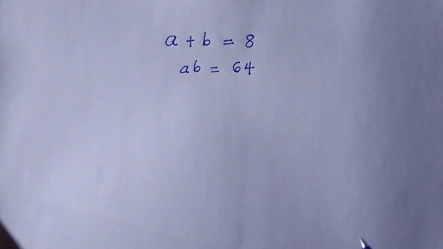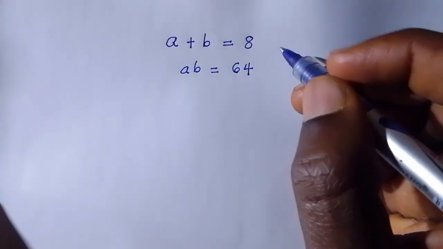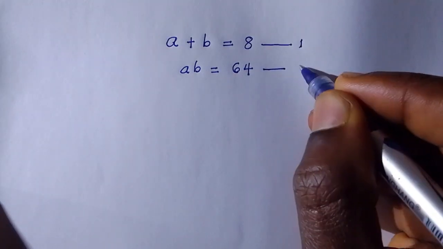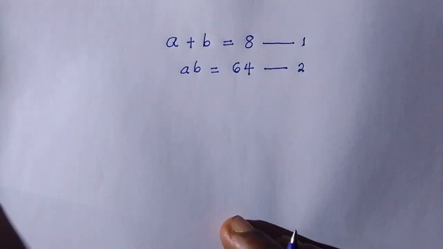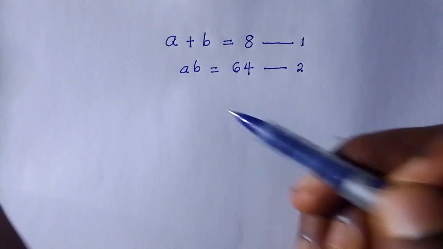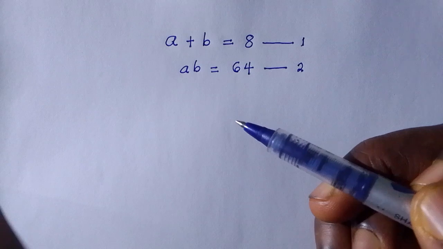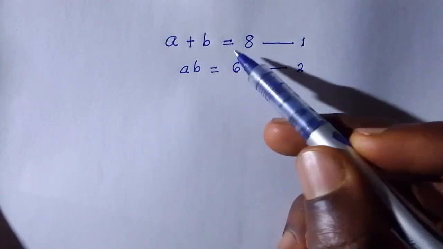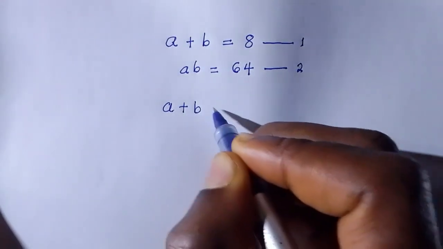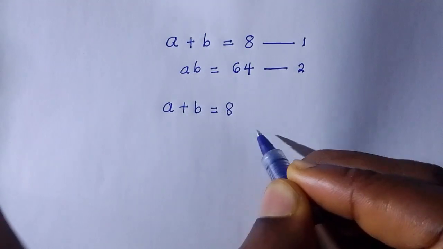So here we have an interesting system of equations, which is a plus b equals 8 and ab equals 64. To solve this, we have two equations. We name this equation 1 and we name this equation 2. Then, since the first one is the sum and the second one is the product, we consider the easiest one, which is the sum: a plus b equals 8.